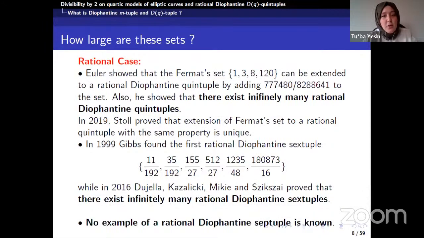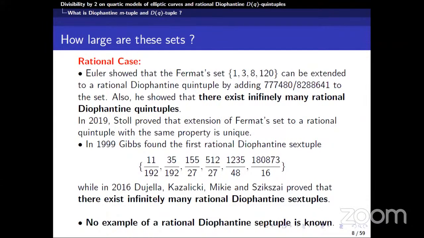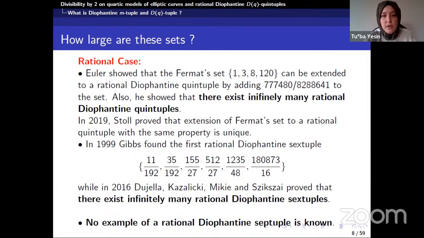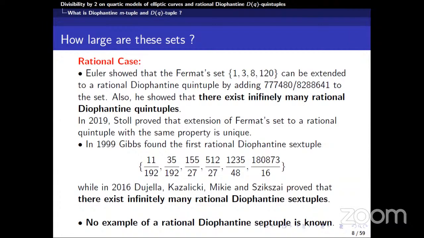I don't know if there's a connection with graph theory or not. I know there is a connection with elliptic curves and the double points on elliptic curves, and we can connect the divisibility by 2. That is the title of my talk. Yeah, I think I get it. Thank you. You can continue.